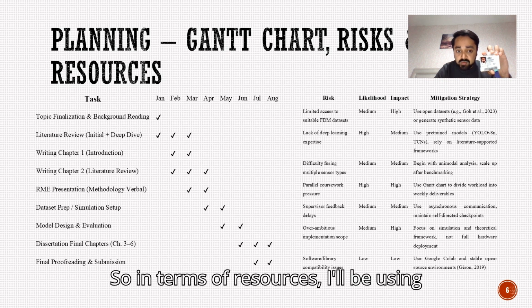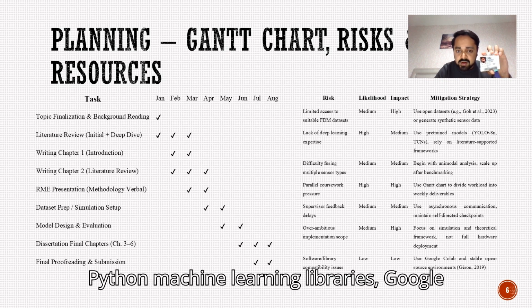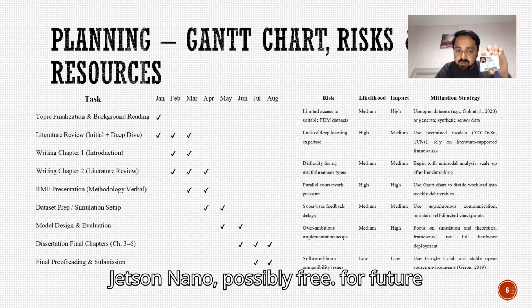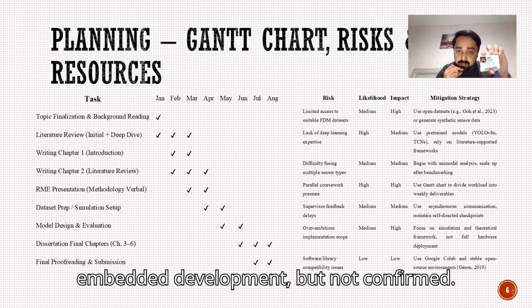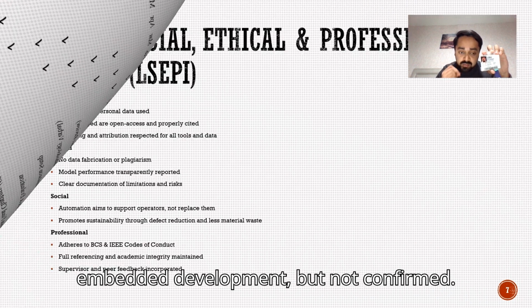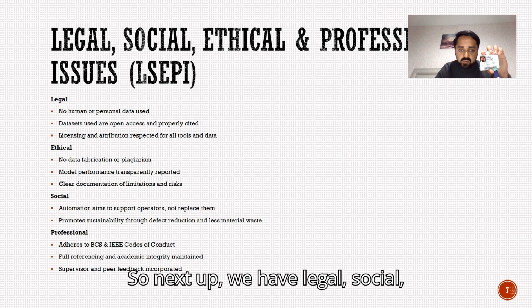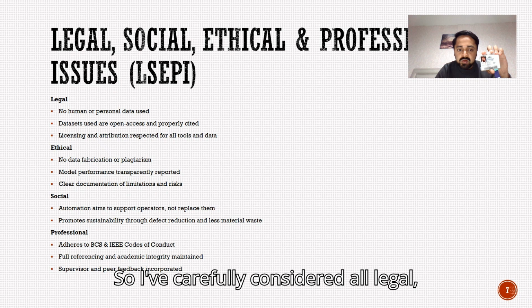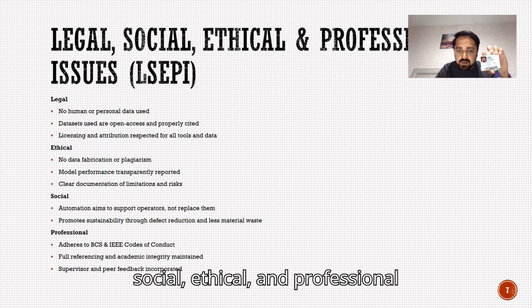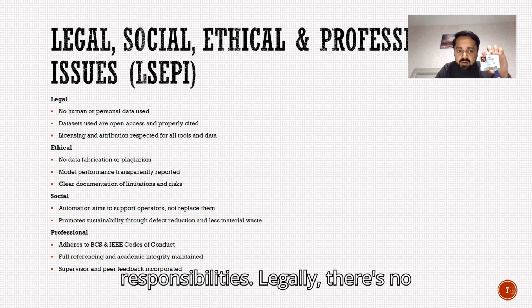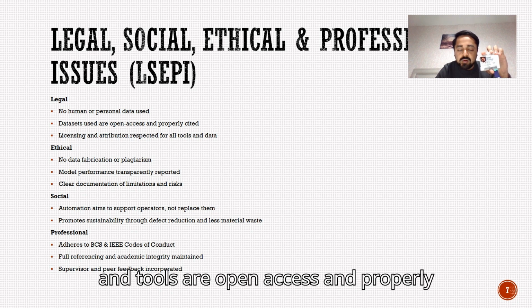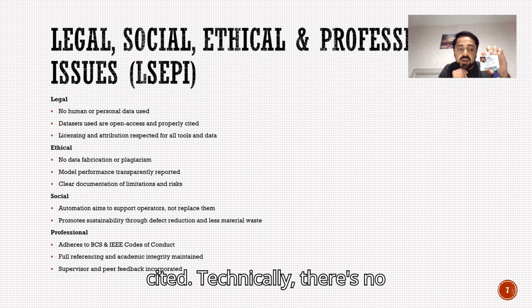So in terms of resources, I'll be using Python machine learning libraries, Google Colab for model testing, and potentially Jetson Nano, possibly for future embedded development, but not confirmed. So next up we have legal, social, ethical, and professional issues, LSEPI. So I've carefully considered all legal, social, ethical, and professional responsibilities. Legally, there's no human data involved, and all datasets and tools are open access and properly cited.